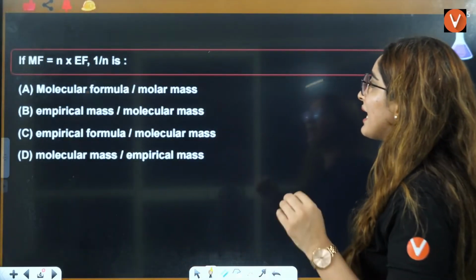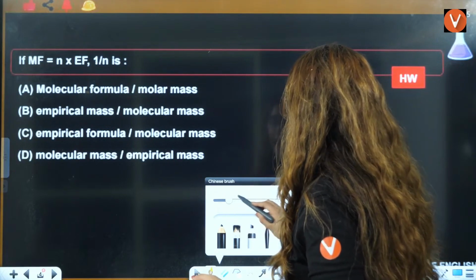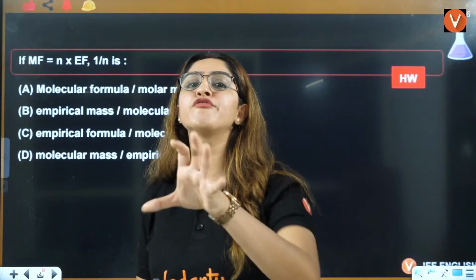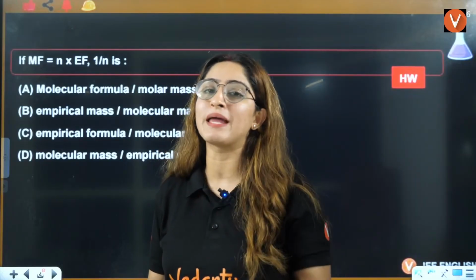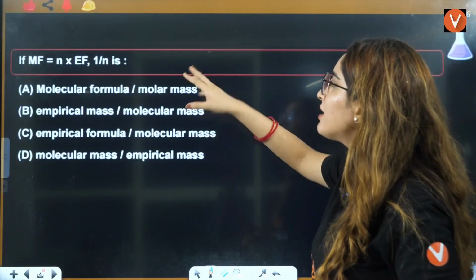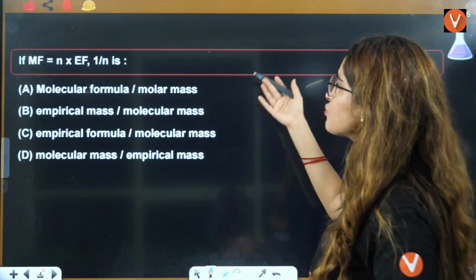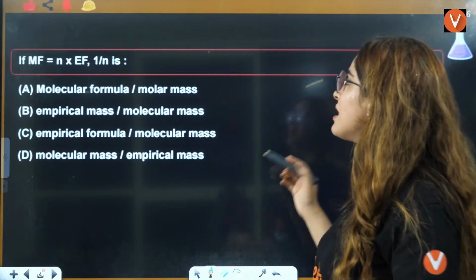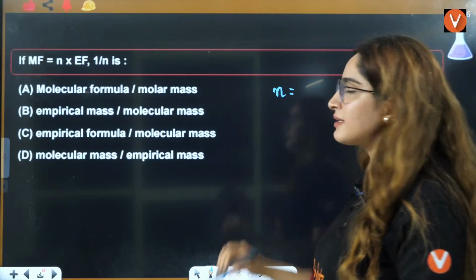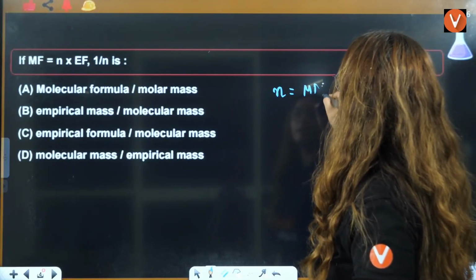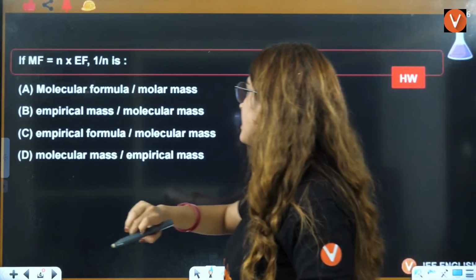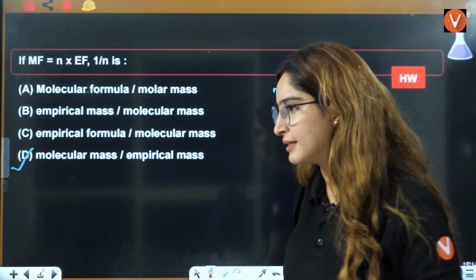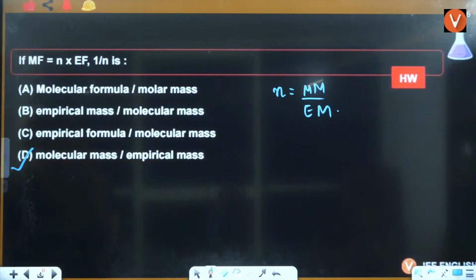Next was, if molecular formula is equal to n into empirical formula, then 1 by n is what? Now students, it's very simple. We are going to ask in terms of formulas or mass. So what is n? n is nothing but molecular mass divided by empirical mass. So molecular mass divided by empirical mass, D is the correct answer here. Easy, ma'am? Yes, very good.